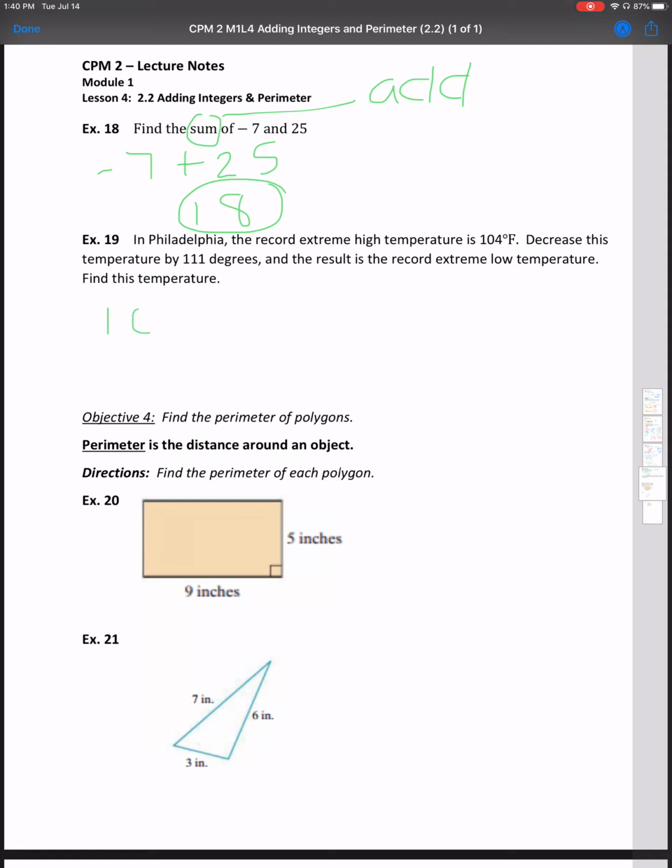So if I have 104, decrease means to subtract. So decrease this temperature by 111. So you can represent it like that or like this, because as we start moving to the next lesson, you'll notice that when you subtract and when you add a negative, it's actually the same.